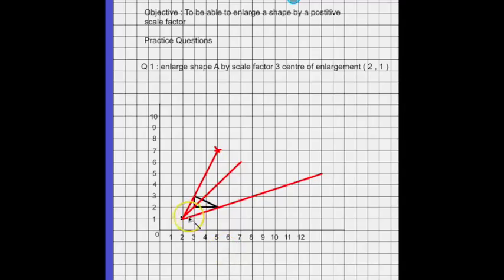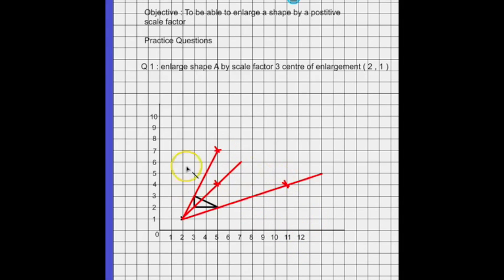Do the same with the next point. Here I'd be going along 1 and up 1. If I multiply that by 3, I'm going to be going along 3 and up 3. So from the centre of enlargement, I go along 3 and up 3. There's my point. And then the last one, I'm going along 3 and up 1. Multiply that by 3, I'm going to be going along 9 and up 3. So be careful here, going 3, 6, 9 and up 3. It should be on the line that you've drawn. If it's not, you've probably made a mistake in the counting along and upwards.